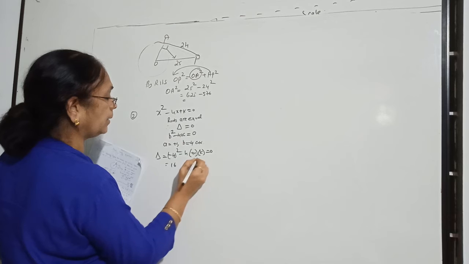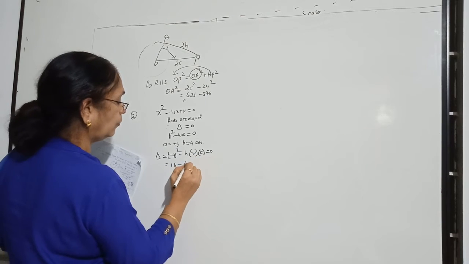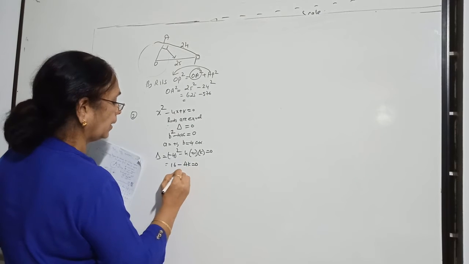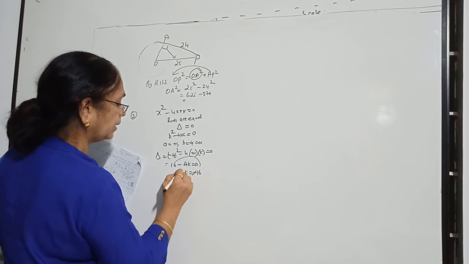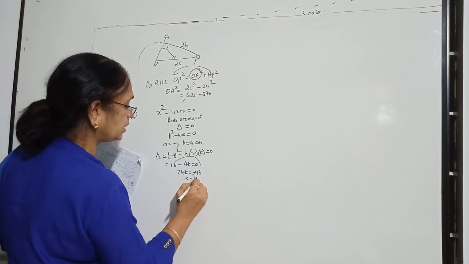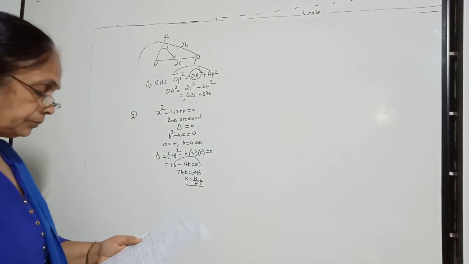So this is 16. Plus into plus is plus, plus into minus is minus. Here 4k is equal to 0. 16 minus 4k is equal to 0, shift this here, change the sign. So k is equal to 16 by 4, that is 4. So the value of k is 4.